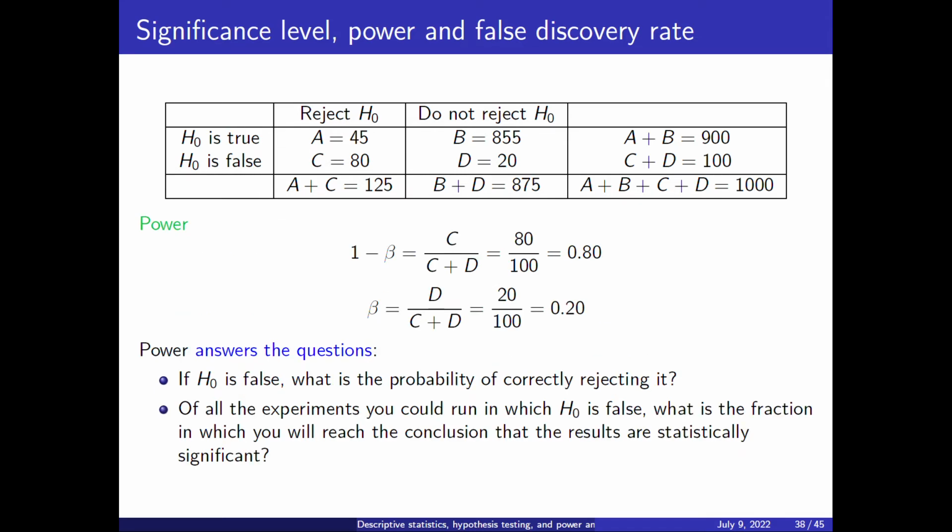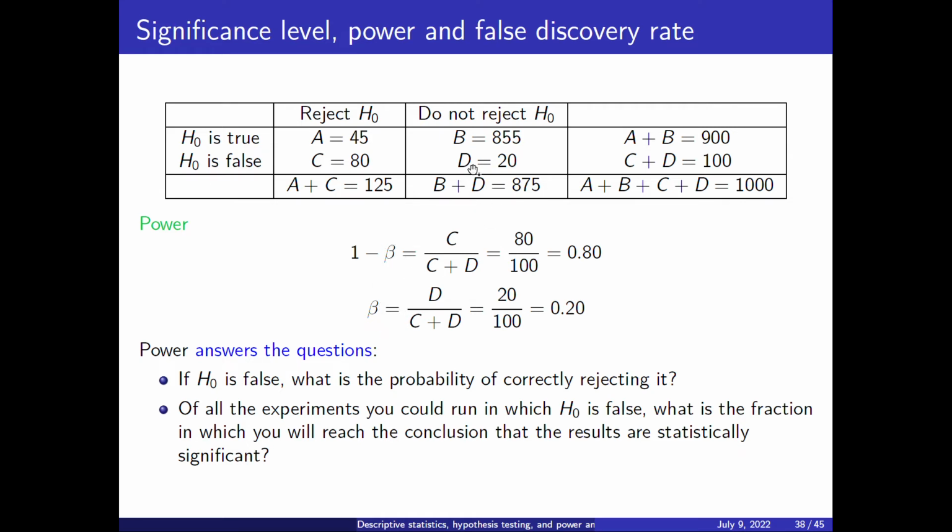Okay, what about the power? The power is doing the same analysis, but for the second row. So what is the fraction of tests in which you reject the null hypothesis when the null hypothesis is false? So the treatment or the compound is making a difference, and how many of them do I really recognize? I recognize C divided by C plus D. And this is the statistical power, 1 minus beta.